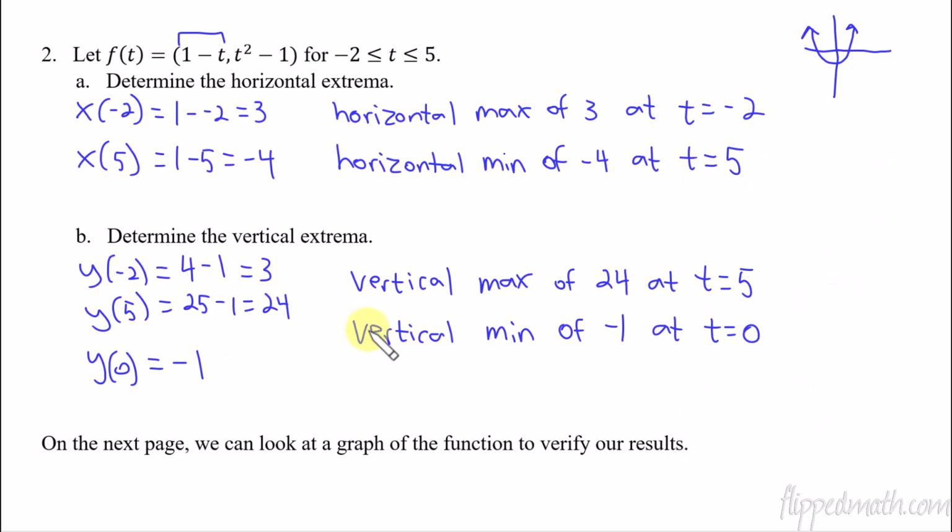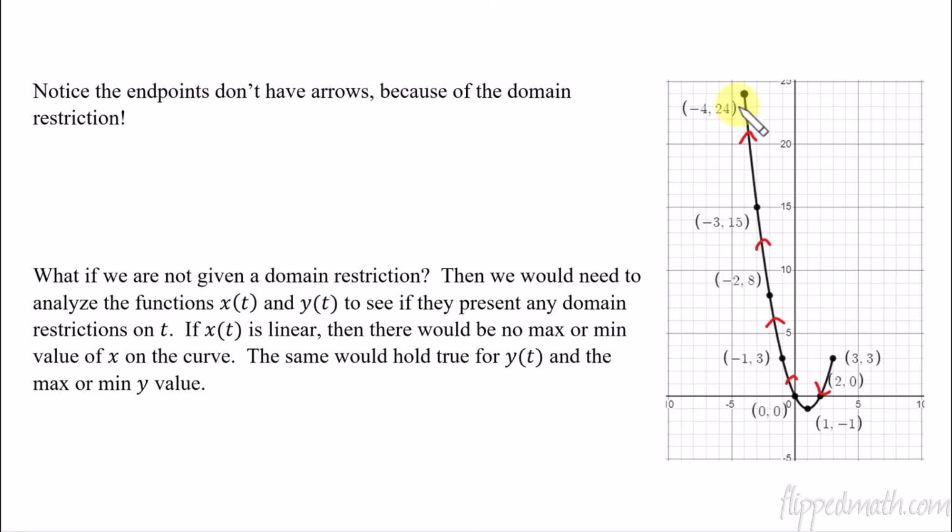Perfect. Okay, let's check the vertical. Vertical max, the highest is 24, the lowest is -1. So the highest the graph goes is 24. The lowest the graph goes for y value is -1. So that worked out perfectly for us. Okay, that's how we do vertical max and mins.